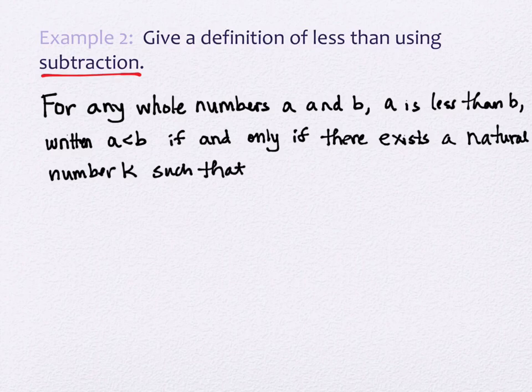So up to this point, I've just copied. I have for any whole numbers A and B, A is less than B, written A < B, if and only if there exists a natural number K such that. Okay, that's exactly what I said before. But I need a subtraction statement in the end of this description instead of an addition statement, still using A, B, and K. So what would that subtraction statement have to look like? Right. So B minus K equals A. Or if you prefer, you can write A equals B minus K. Same thing.